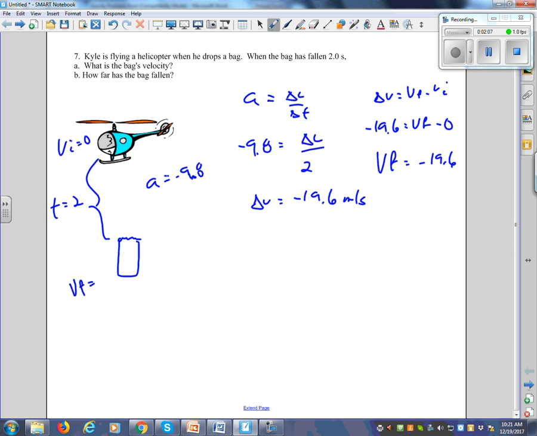How far has the bag fallen? We are asked to find the distance. Alana, the only formula that has distance in it is which one? That's the one. But we don't have v bar, do we, Vinny? How do you find v bar? Is there another one with v bar in it? Yeah. There sure is. It's vi plus vf all over 2.